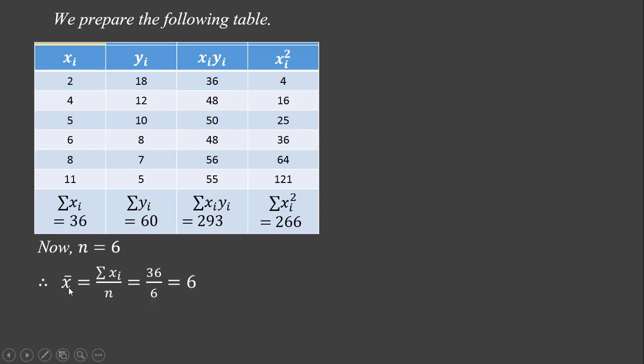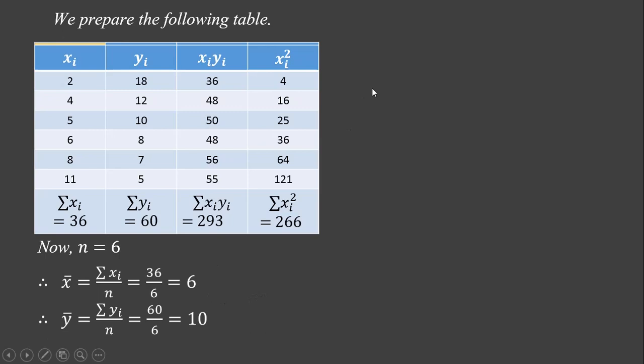We can find x bar. X bar is equal to summation xi upon n. Value of summation xi is 36. 36 upon 6 is equal to 6. Now y bar is equal to summation yi upon n, value of summation yi we have found is 60. 60 upon 6 is equal to 10. So we have these values: n is equal to 6, x bar is equal to 6, y bar is equal to 10. Now to write the regression equation, we require values of x bar, y bar and the regression coefficient.